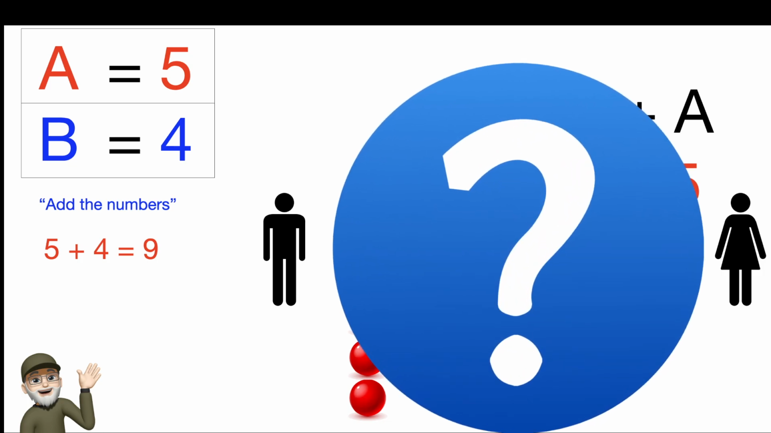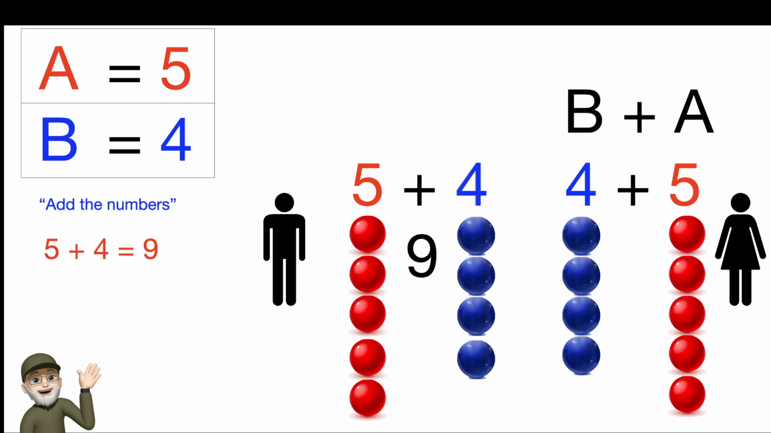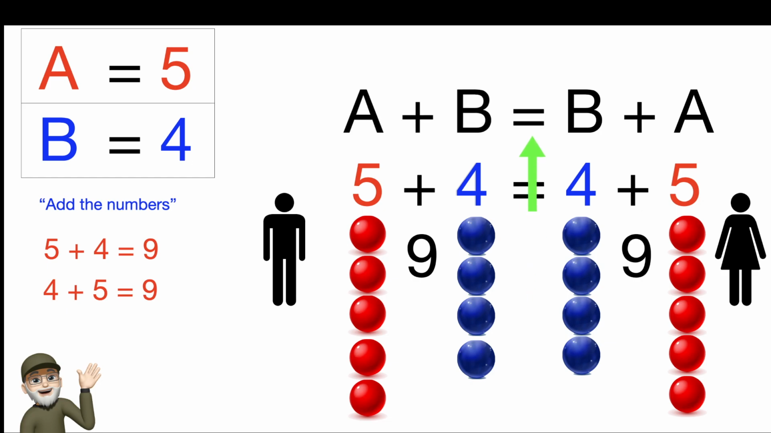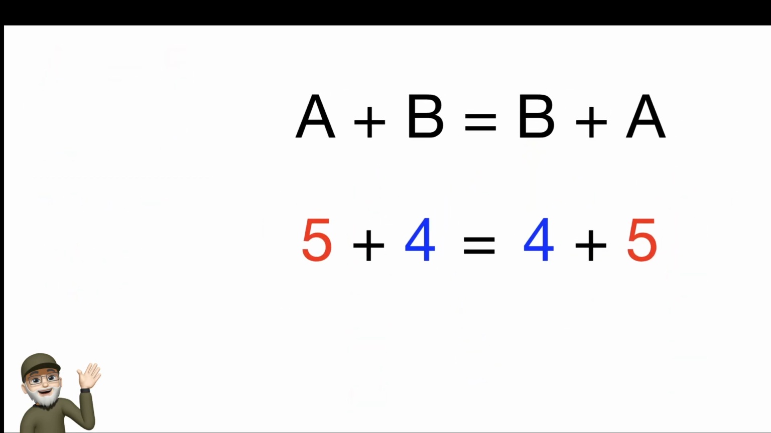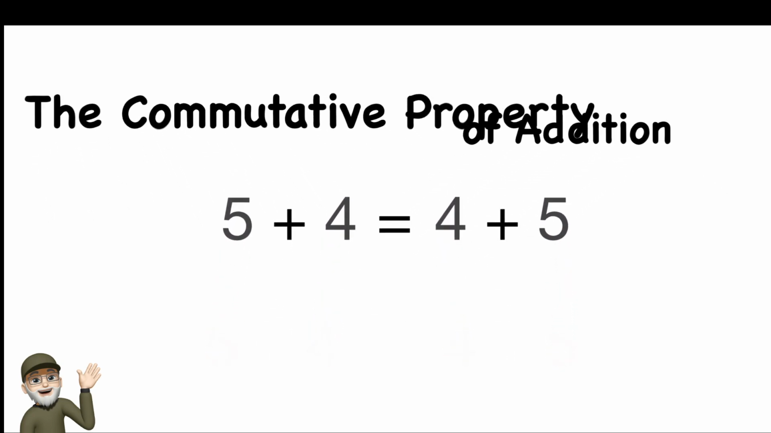The question is, which is the correct way to add those numbers? The answer is both are okay because of the commutative property. Both ways have the exact same amount of objects. It's just the order has changed. So we could say that 4 plus 5 is also equal to 9, and therefore 5 plus 4 is equal to 4 plus 5. Or in other words, A plus B is equal to B plus A. And that's what we mean by the commutative property of addition.